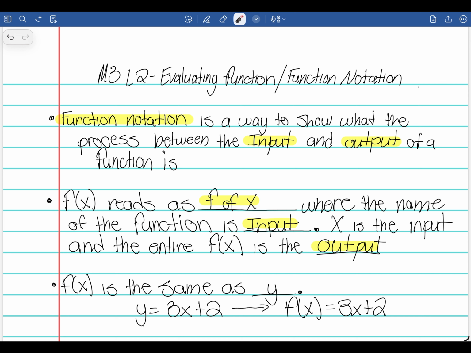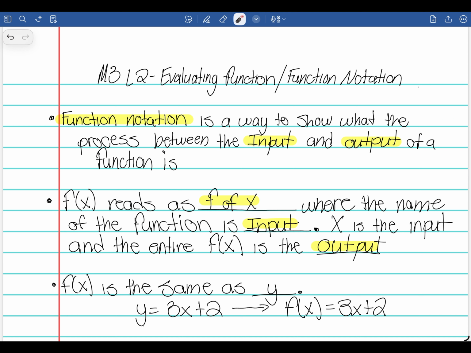So what we're going to be seeing when we start to solve these is that they're going to put a number in that parenthesis. And with that number in that parenthesis, we're going to use that to replace the x value in the equation. And that's what we're going to use to solve. And that's how we get our output. So the entire f of x is the output. That's really what they're saying is the answer. That will be our answer.